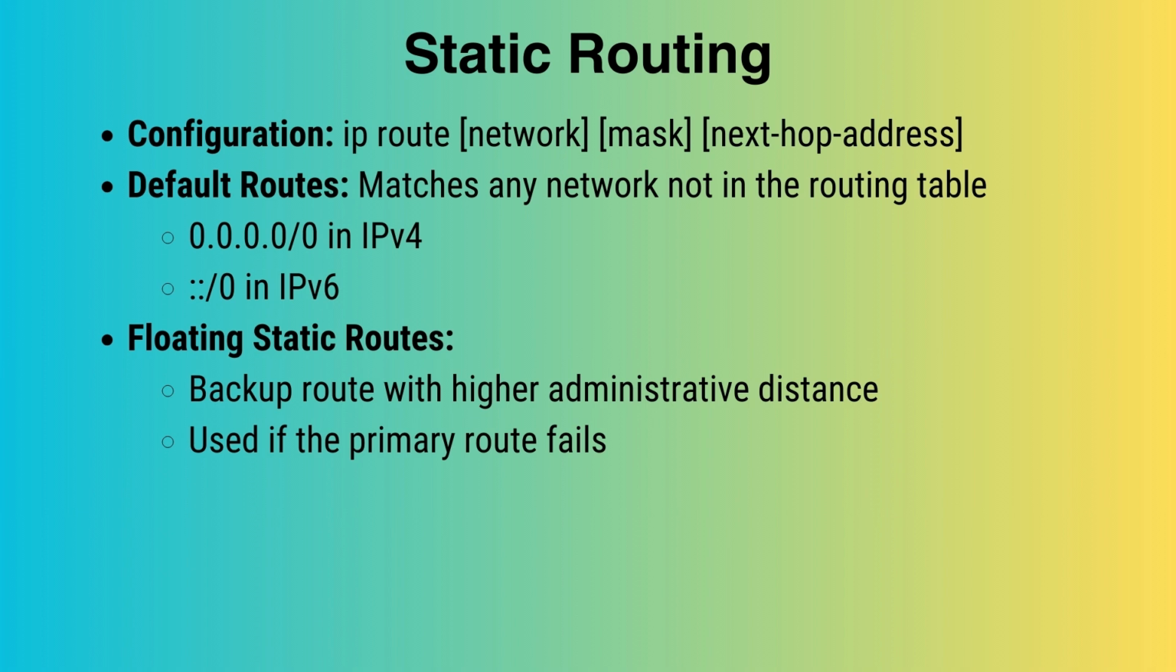Default routes match any destination not explicitly listed in the routing table, serving as a catch-all route. In IPv4, the default route is 0.0.0.0/0, while in IPv6 it is ::/0. Floating static routes act as backup routes with a higher administrative distance than primary routes, only taking over if the primary route fails, ensuring network resilience.